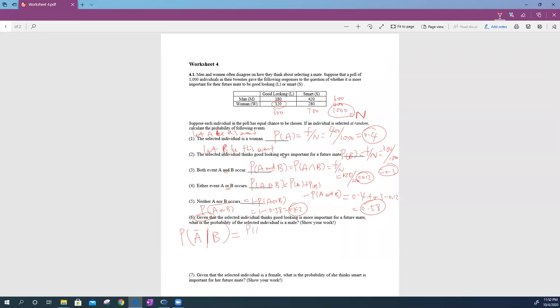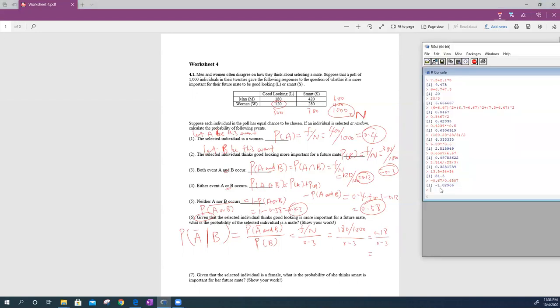Then we have the formula, right? Probability of A bar and B divided by probability of the given one. And this is already known, probability of B. Then we look at probability of A bar and B. That's F over N divided by probability of B. We write 0.3 there. So A bar means male, right? So male and good looking. We have male good looking 180. So 180 over 1,000 divided by 0.3. So that's 0.18 divided by 0.3. So let's see what we have. 0.18 divided by 0.3, 0.6.